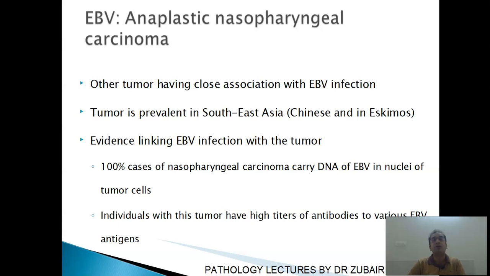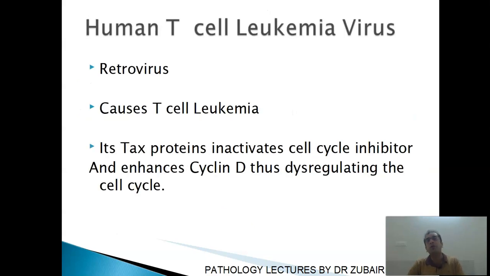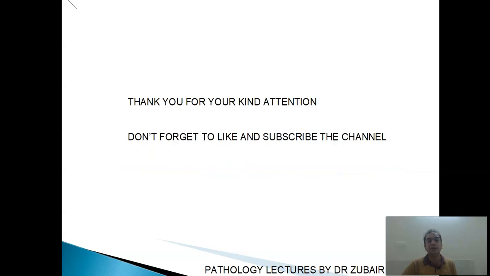EBV can also cause anaplastic nasopharyngeal carcinoma, right? So the tumor is prevalent in Southeast Asia. 100% of cases of nasopharyngeal carcinoma carry DNA of EBV in the nuclei of tumor cells. Individuals with this tumor have high titers of antibodies to various EBV antigens. Coming to human T cell leukemia virus, it is a retrovirus causing T cell leukemia. It inactivates the cell cycle inhibitors and enhances cyclin D, thus dysregulating the cell cycle.